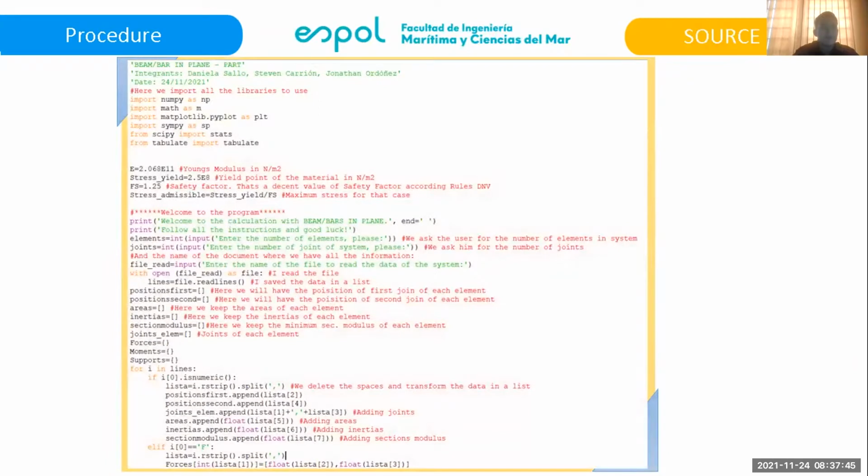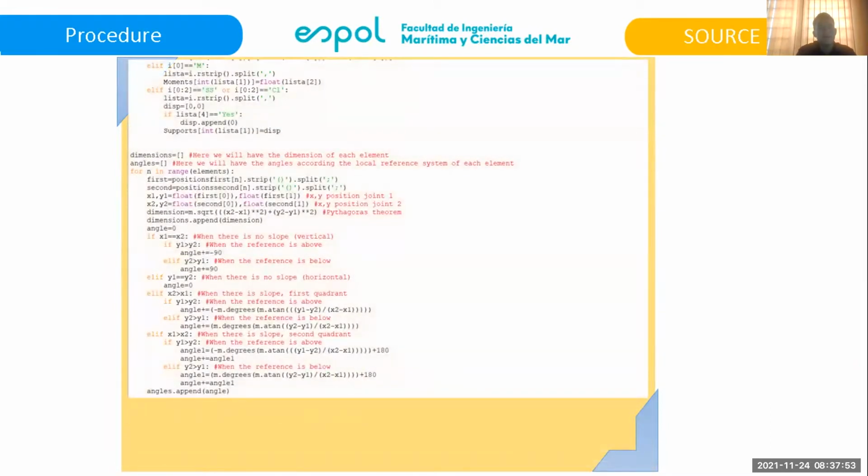Well, I will explain the code in 4 different parts. The first part uses the information from the TXT file that the user gives us, with the number of elements and joints. Then we can obtain the values of inertia, areas, dimensions, and angles with respect to the global reference system, and the position of the restrictions of the supports. These are the boundary conditions.